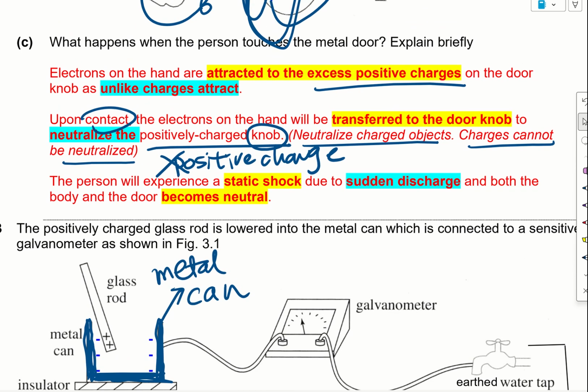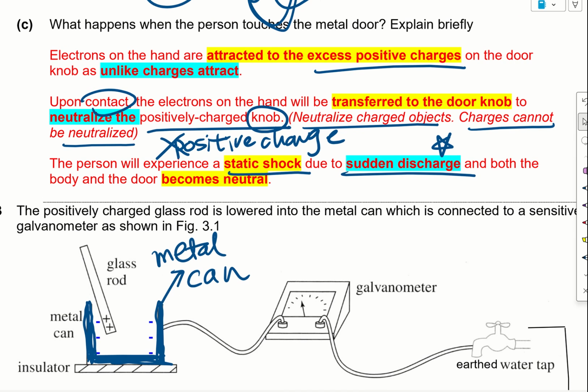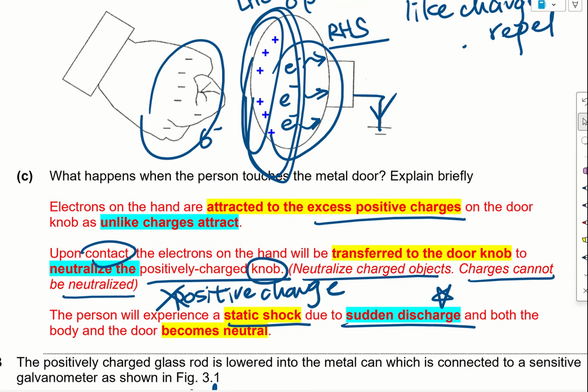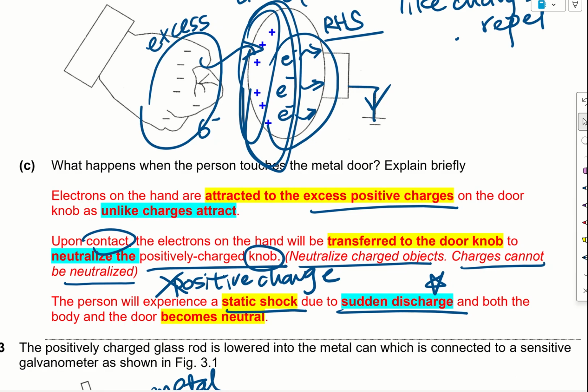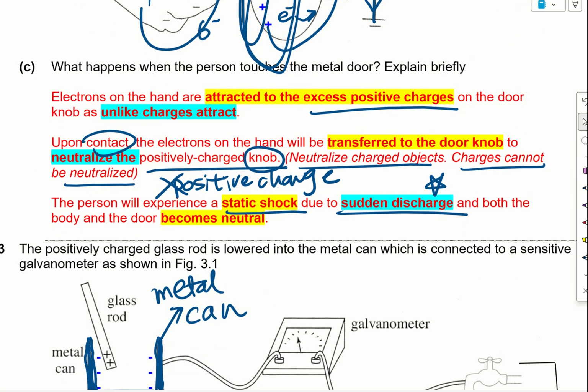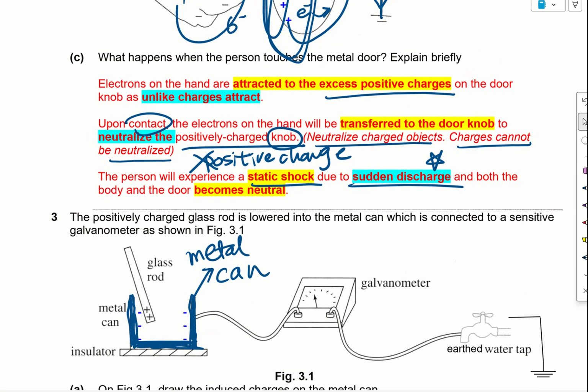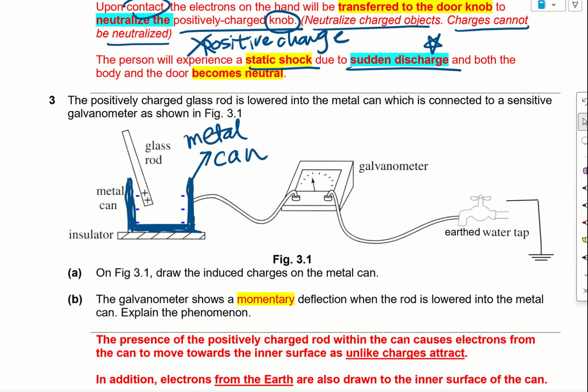So now the person will experience a static shock due to the sudden discharge. You might want to write down this term, and both the body and the door become neutral. That means the excess electrons in the person are now able to go into the ground via the metal doorknob. Okay, question 3. Before this, the diagram looks like this.